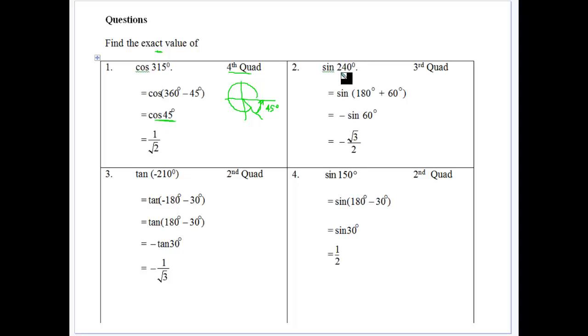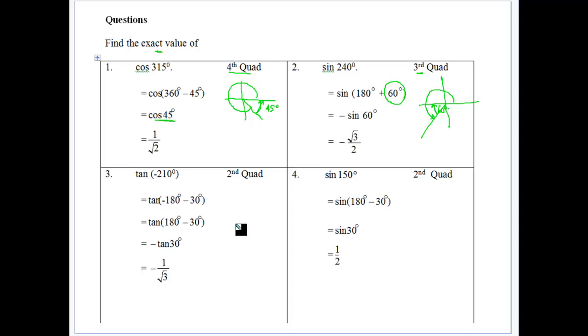Sine of 240: 240 is between 180 and 270, so that makes it the third quadrant. Remember, we're looking for the related angle now. Sine in the third quadrant, our answer is going to be negative. What's the angle we go back to the x-axis? That would be 60 degrees, because 180 plus 60 is 240. So we take sine of that related angle, but because it's 180 plus the angle and we're in the third quadrant, it's going to be negative. Sine of 60 is root 3 on 2, so we've got negative root 3 on 2.